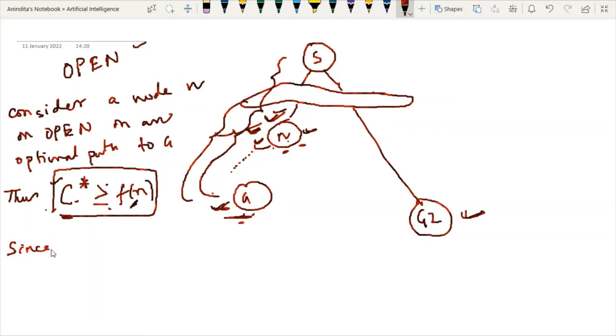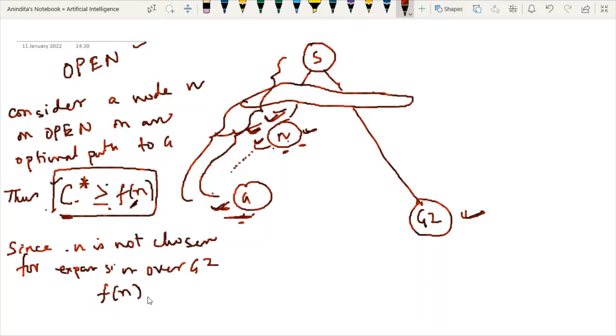So we can write that since n is not chosen for expansion over G2, then what can we write? We can write f(n) is greater than or equal to f(G2). Why can we write this? See, why has the A star algorithm chosen G2 over this n? Because we can assume that the cost of reaching n is greater than the cost of reaching G2.